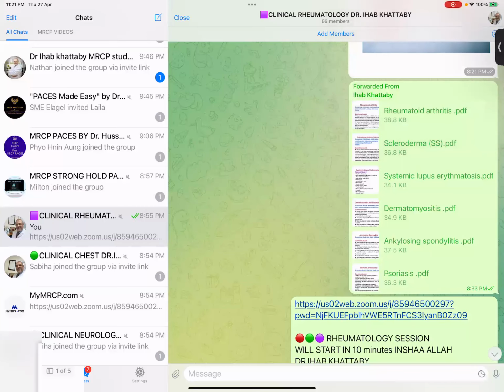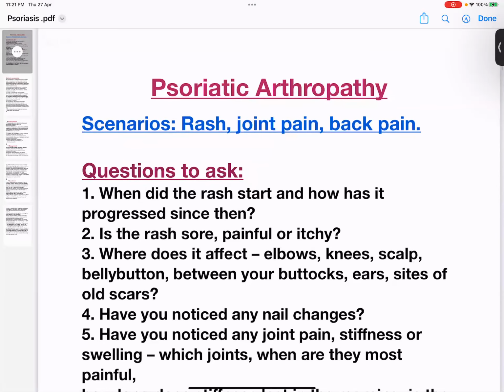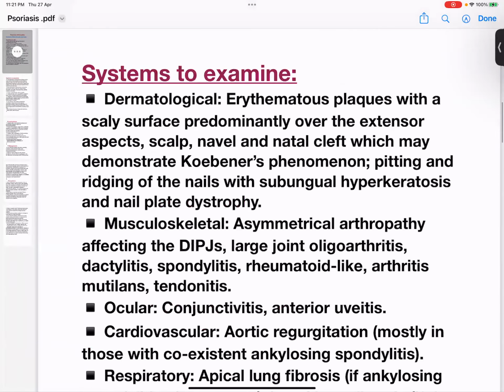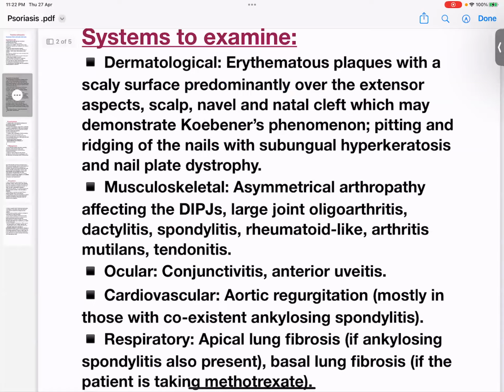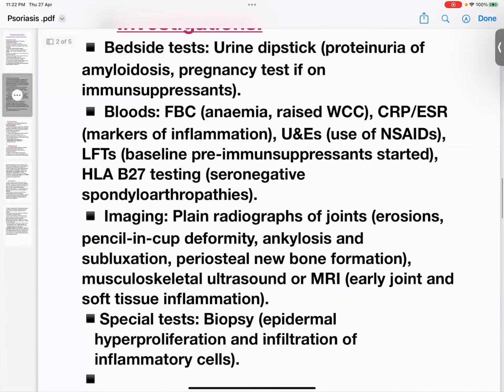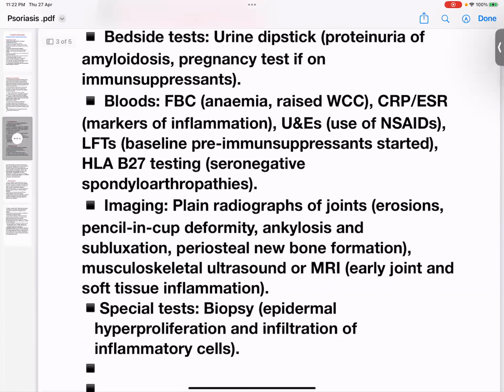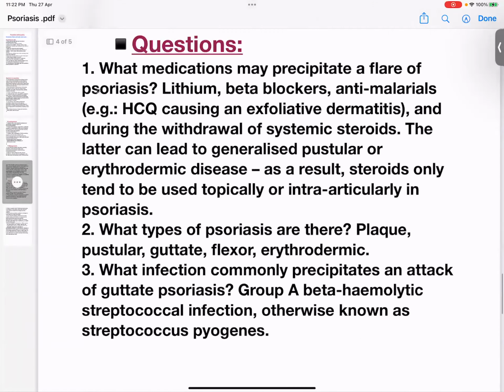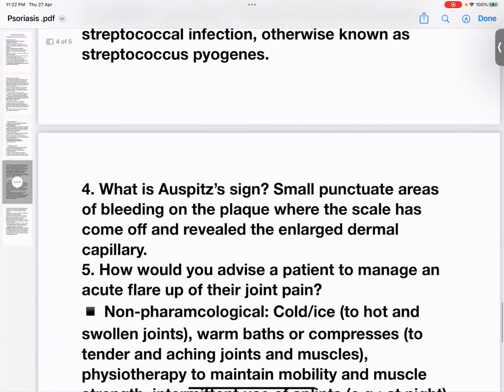Psoriatic arthropathy, you will find here, it's a very interesting case. So look for the skin, look for the joints, and the approach is almost the same. Here it's a spot diagnosis, because you will find the characteristic skin rash with silver scales which bleed on scratching.